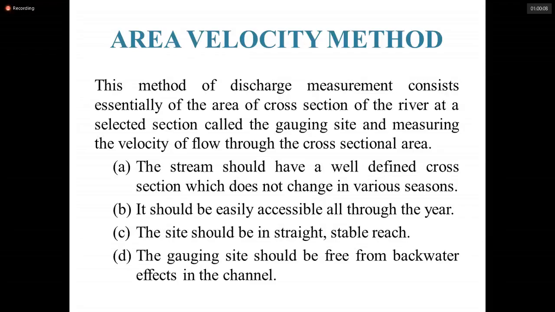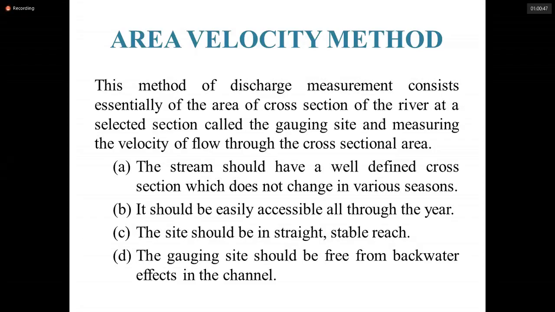So before we start the practical, we need to select a suitable place. This is not only for stream flow measurement, but for each and every practical, like precipitation measurements and interception measurement. Everything, first we need to select a suitable place. So in stream flow, the suitable site is called the gauging site, where we measure the velocity of the flow through the cross-sectional area. Before selecting a place, we need to consider many things.